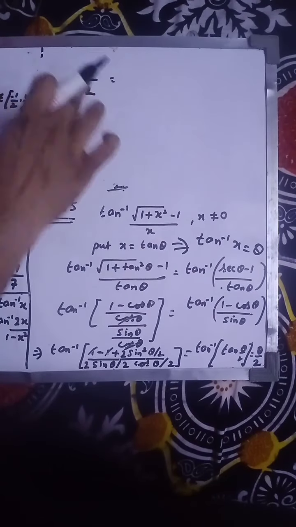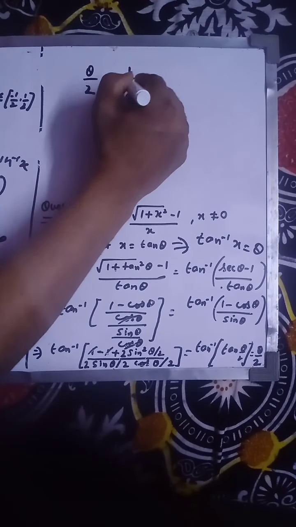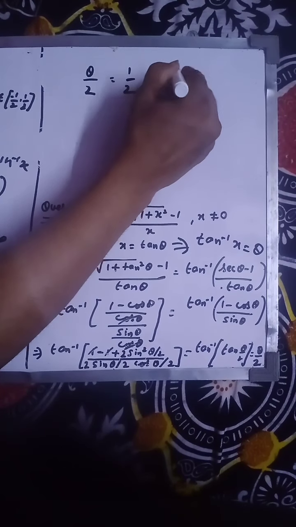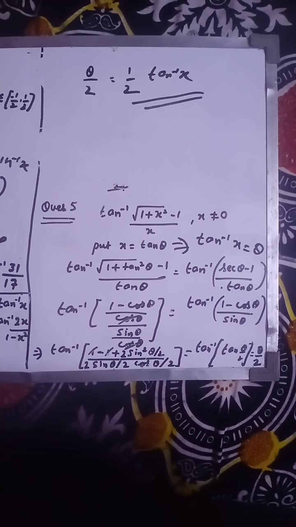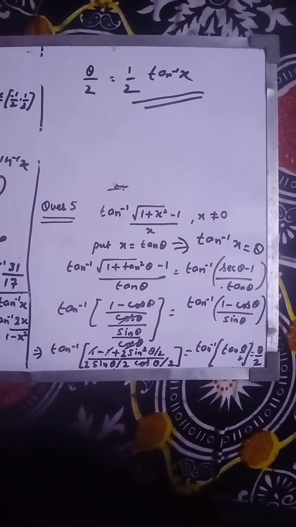So I'm replacing theta with tan inverse x, so 1 by 2 tan inverse x. So this is what you have to find. This is the simplest form of question number 5.